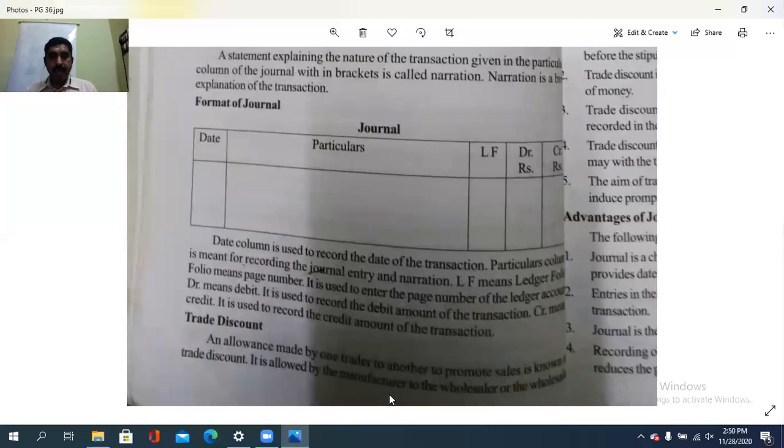An allowance made by one trader to another in order to promote sales is known as the trade discount. So, what is a trade discount? An allowance that is given by one trader to another in order to promote his sale.